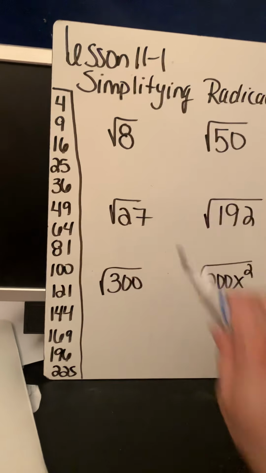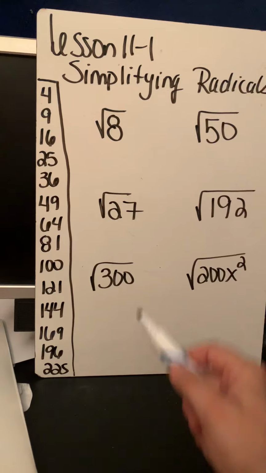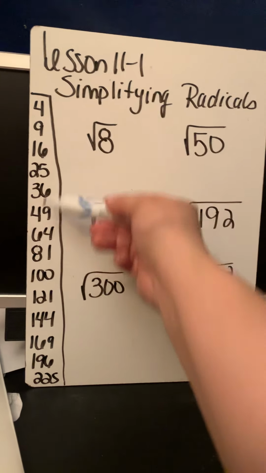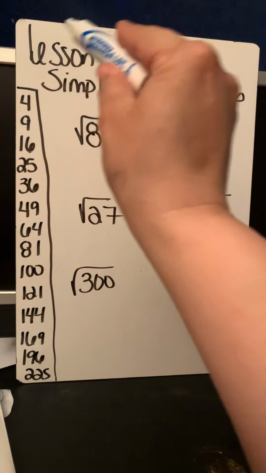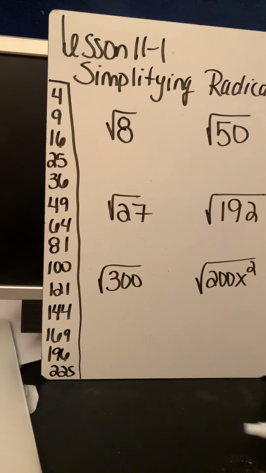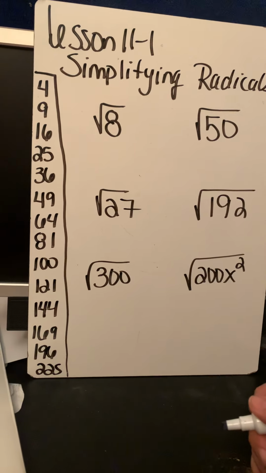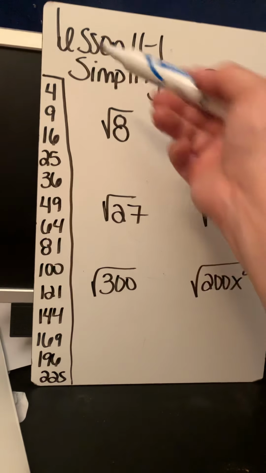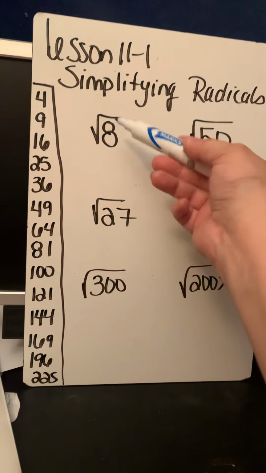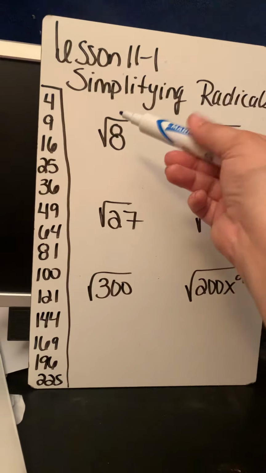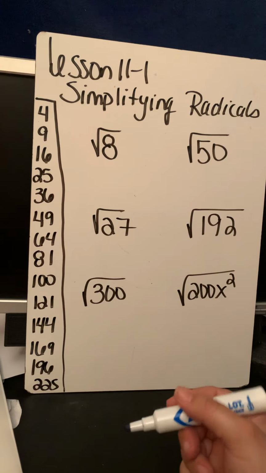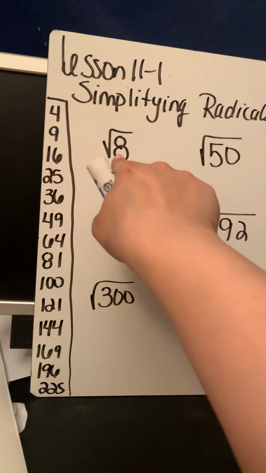So we're going to start off with a very easy one. When you are trying to simplify the radical, you're looking at these perfect squares and you're seeing which one divides into it. Not the one closest to it, the one that divides into it evenly. So I'm looking at all of these and I see what's the highest perfect square that divides into 8. Well, 4. 4 divides into 8.